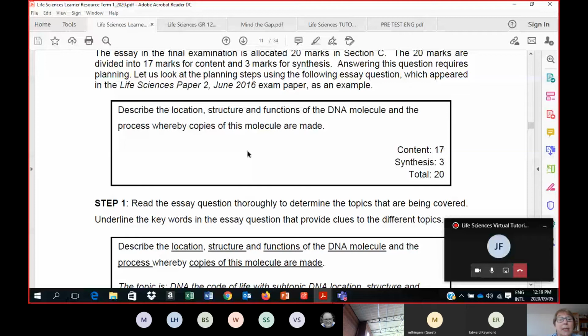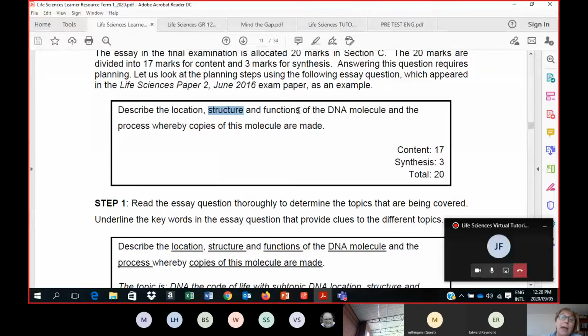So you need to get your knowledge from different areas of the life science syllabus. This is a really nice question because it says, describe the location, structure, and functions of the DNA molecule and the process whereby copies of this molecule are made. So location, that means where do we find the DNA molecule? Structure, so you're going to write a little bit about the double helix and about the nucleotides which make up the DNA molecule and so on.